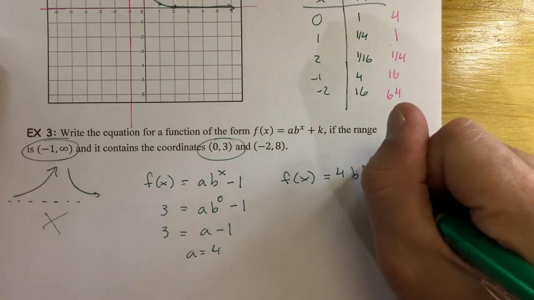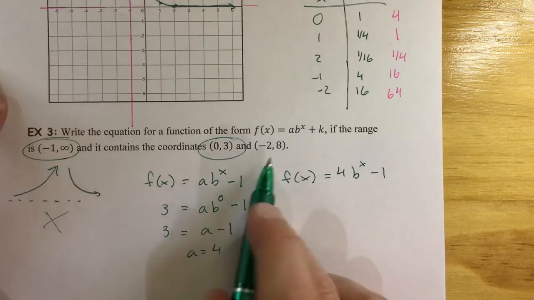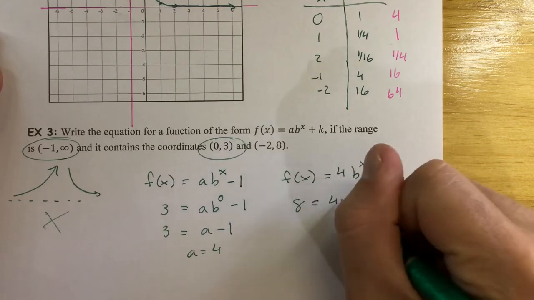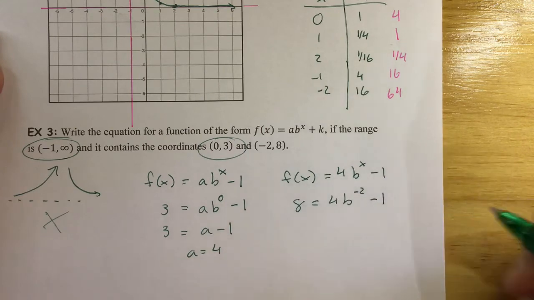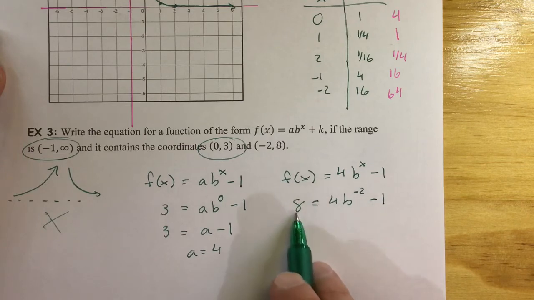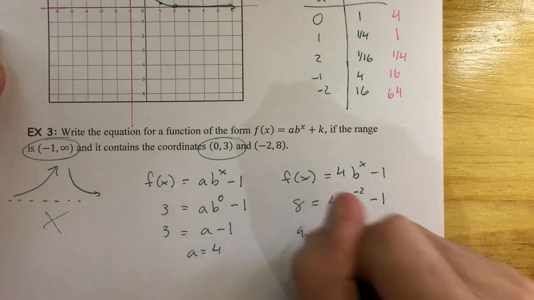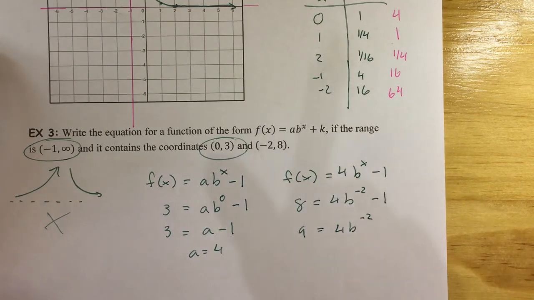So all we have left to do is figure out what the b value is, and that's where this last coordinate is going to come in. You can put the 8 as the output. The b we don't know, but we're going to raise it to the second power and subtract 1. So now solving, we're going to add the 1 onto the 8, which gives you a 9. And then you're going to have to divide by 4.